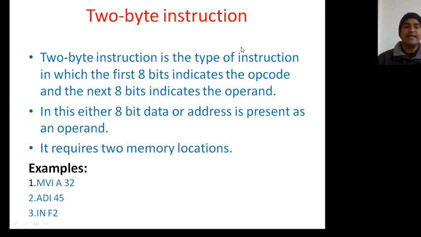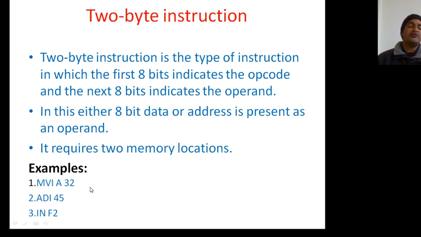Now 2 byte instruction. In 2 byte instruction, there are 2 bytes, first byte will always be opcode and next byte will be either 8 bit data or address. In it the first 8 bit indicates the opcode and the next 8 bit indicates the operand, and either 8 bit data or address is present as an operand. You can see from here, this is 32, so it is a 2 byte instruction. First byte for opcode, next byte for 32. It requires 2 memory locations.